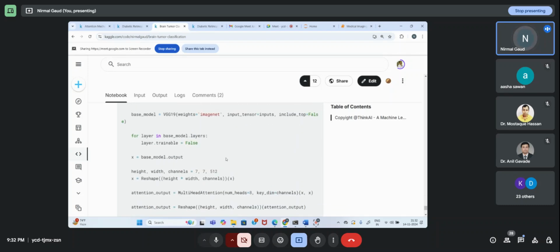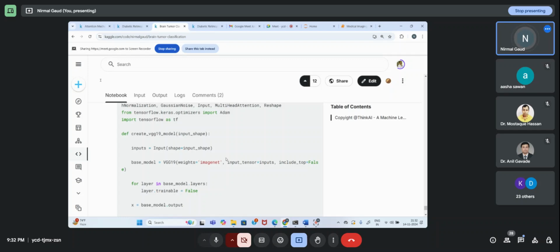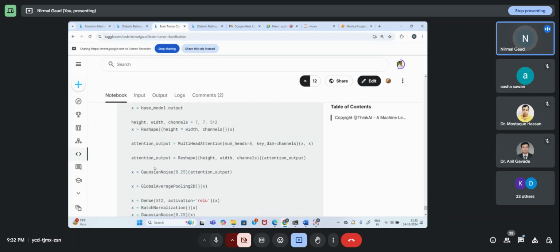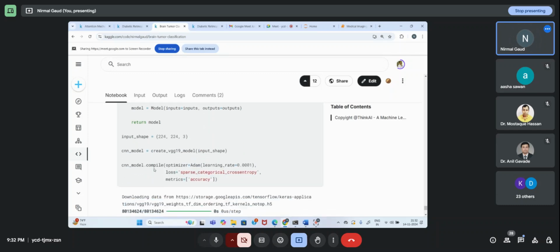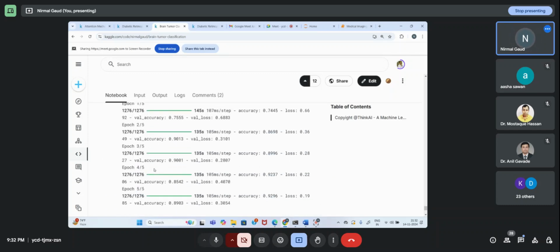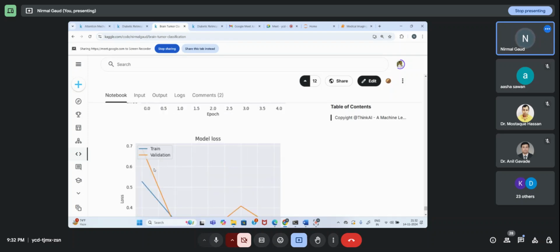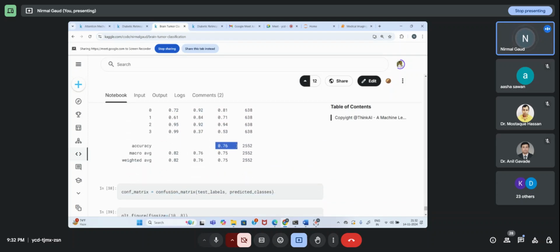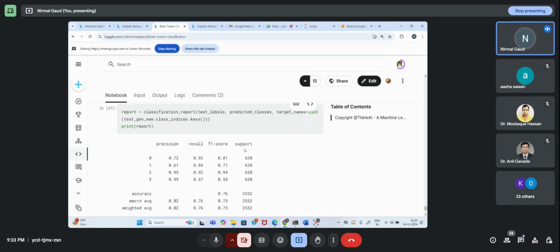Okay, again you can see I just took the same architecture and changed the model. Instead of VGG16 I use VGG19. Okay, it's the same, completely the same. And then you can see that here I got 76% accuracy. It dipped at 19 for brain tumor images.